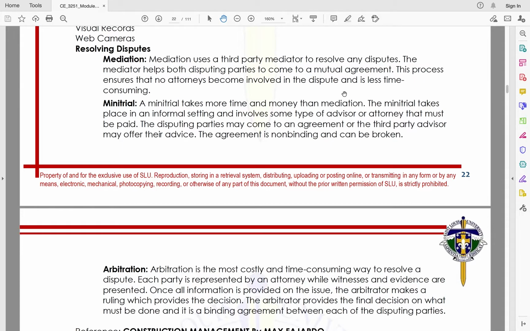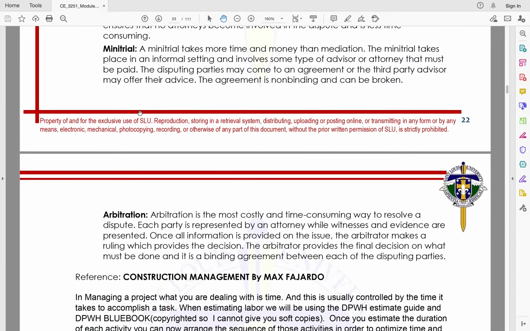Okay? Next is a mini trial. So a mini trial takes more time and money than mediation. The mini trial takes place in an informal setting and involves some type of advisor or attorney that must be paid. The disputing parties may come to an agreement or the third party advisor may offer their advice. Agreement is non-binding and can be broken. So dito magkakaroon na tayo ng legal counsel na mag-a-advise on both parties, so kung ano yung mas makakabuti. Okay? Na based on his professional advice.